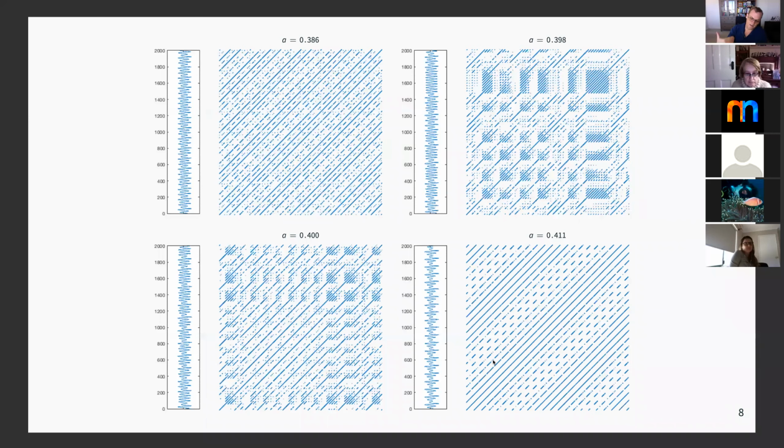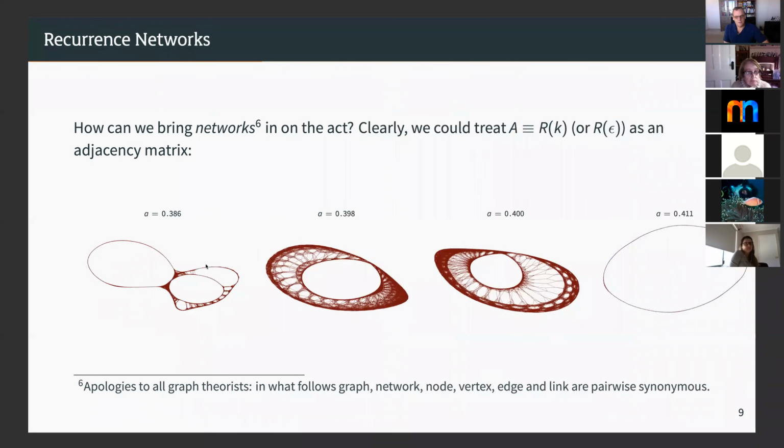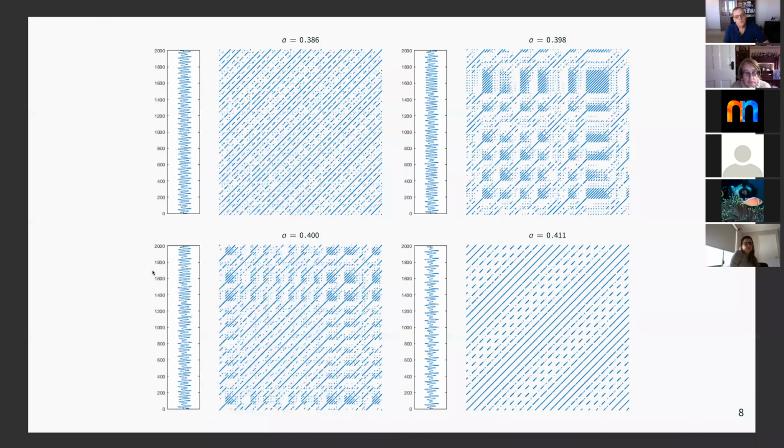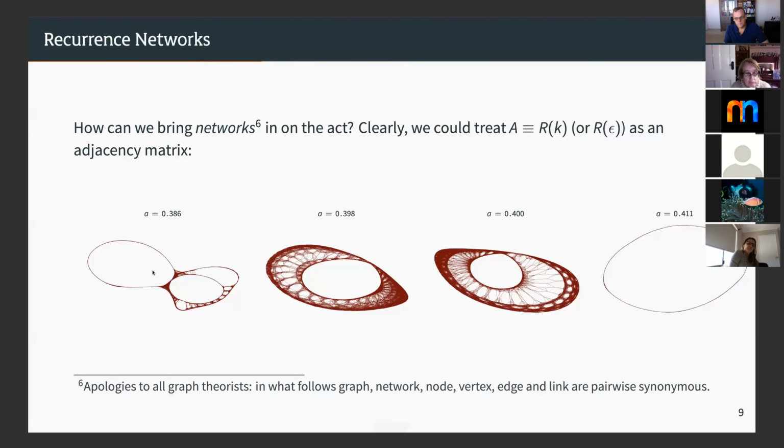So we can treat it like the adjacency matrix, just a matrix of ones and zeros. If there is a one, that means that two nodes, Vi and Vj, are connected. So we can do exactly the same thing. Here are those four recurrence matrices treated as adjacency matrices and plotted as networks. So the two more chaotic ones in the middle, there's a lot more going on in the network. The periodic one at 0.411 and the almost periodic one down here, there's a lot less going on.